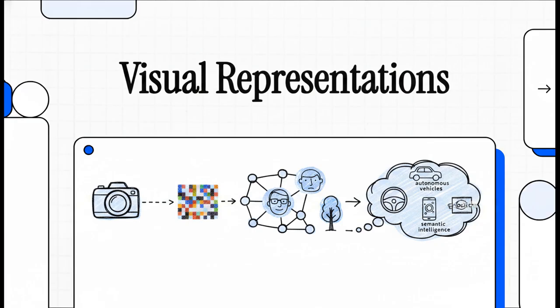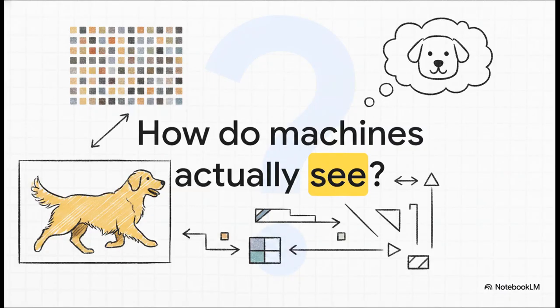But here's the thing. There's a massive gap between a camera simply capturing an image and an AI actually understanding what that image contains. So today we're going to unpack exactly how that gap gets bridged, moving all the way from raw, meaningless data up to deep semantic intelligence. Because the ultimate challenge in computer vision is translating those dumb raw pixels into smart, meaningful concepts.